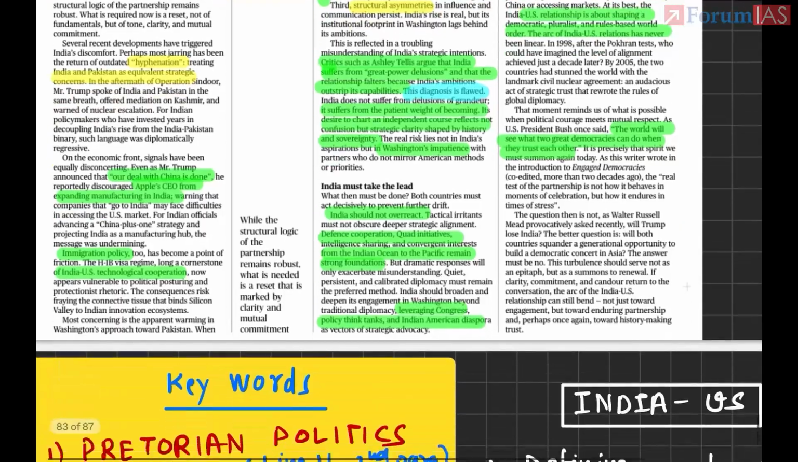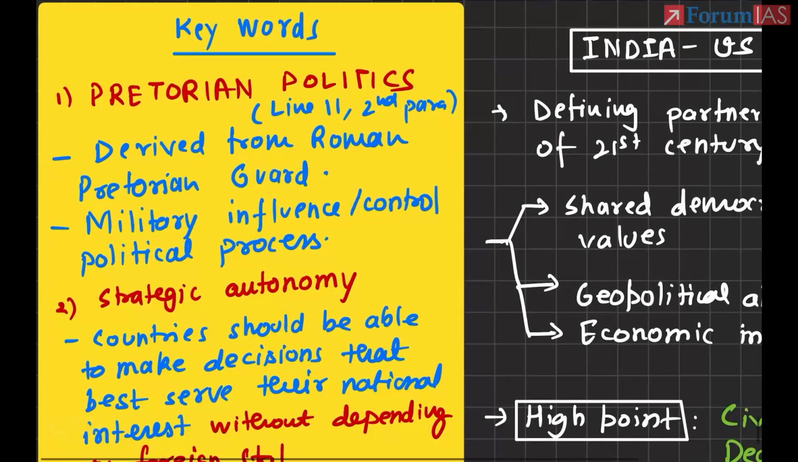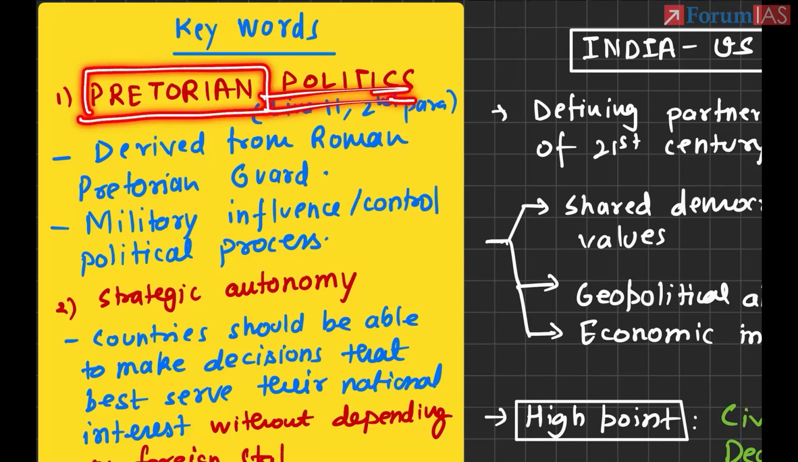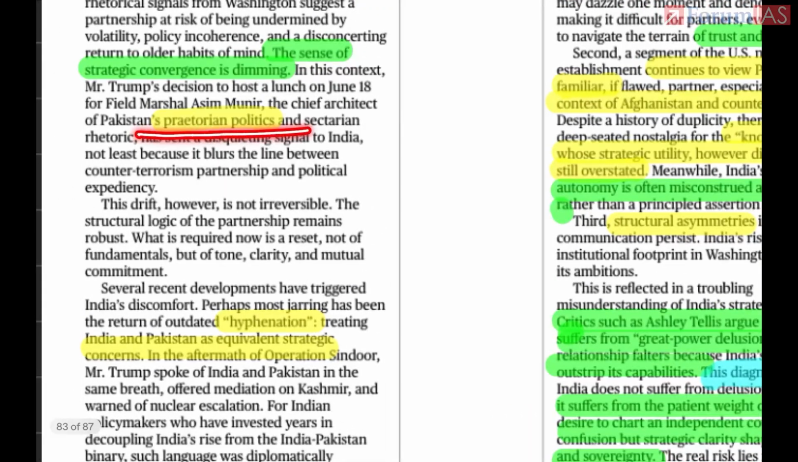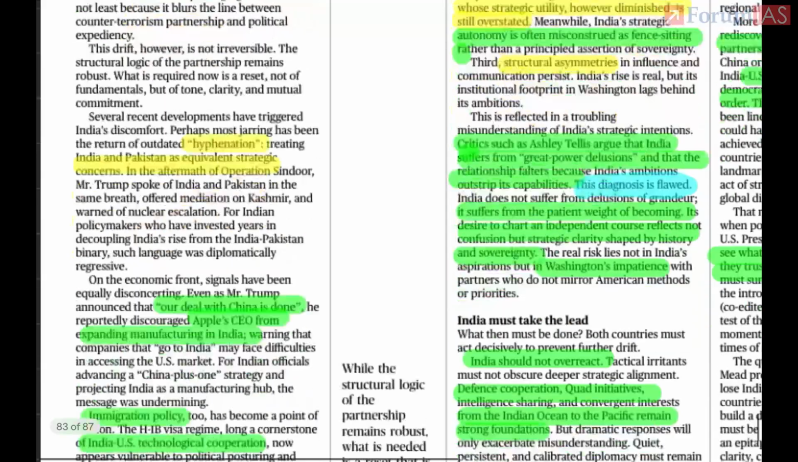Before discussing this article, let me give you an explanation of some keywords that are used in it. The first keyword is Praetorian politics. What is the meaning of this Praetorian politics? This keyword is used here with respect to Pakistan: Field Marshal Asim Munir, the chief architect of Pakistan's Praetorian politics and sectarian rhetoric, has sent a disquieting signal to India. Let us try to understand what this means.